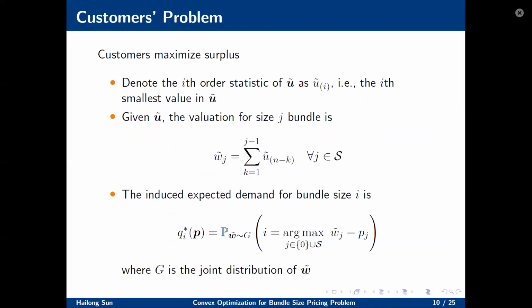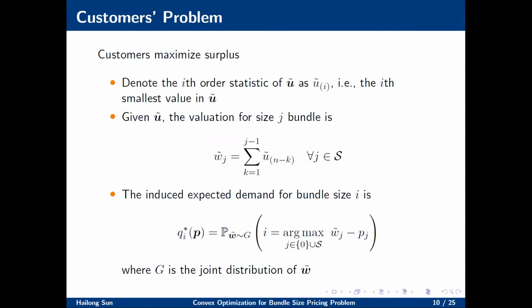So let's look at the customer's problem. The customer selects products to maximize utility surplus. Here we denote the ith order statistic as tilde U bracket i, which is just the ith smallest value in the vector U. Given this tilde U, the valuation for bundle size j is given by this expression, where we simply sum over the j largest valued products, which is in fact the partial sum of order statistics.